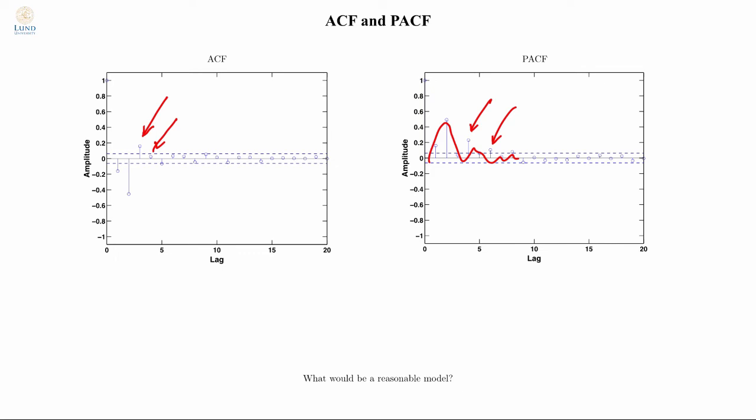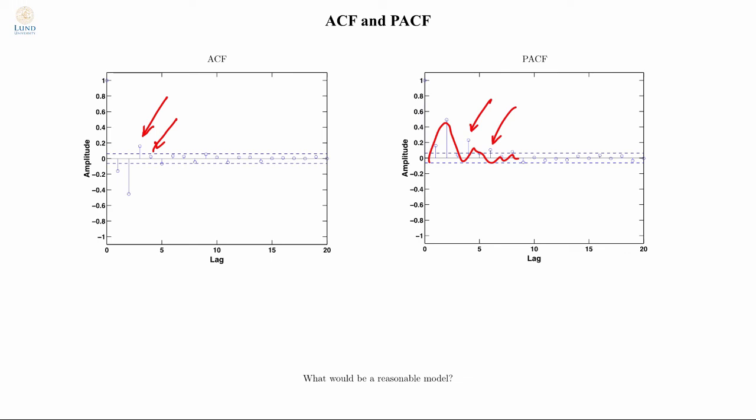So that means that even though this was actually an MA3 model that I used when I simulated the data, in this particular case, I would have started out and said, I will try an AR4 model first and see if it's good enough. And if it's not good enough, I will move over to an AR6. And if that is not good enough, then I will try an MA3 at the third stage.